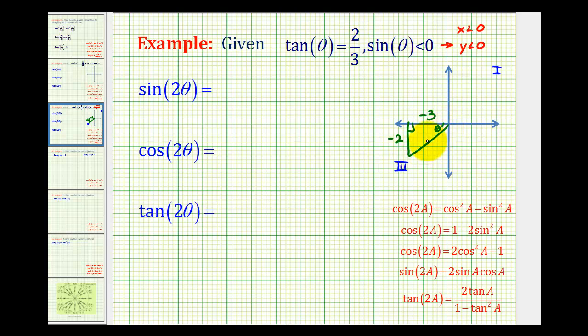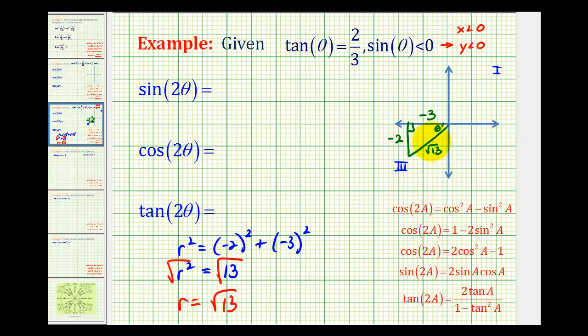Now we need to determine the length of the hypotenuse using the Pythagorean theorem. So let's go ahead and call this r. We're going to have r squared is equal to -2 squared plus -3 squared. So we have r squared equals 4 plus 9, so that's 13. Now we can take the square root of both sides. So r is equal to the square root of 13. Remember, r is always positive. So now we can replace r with square root 13.